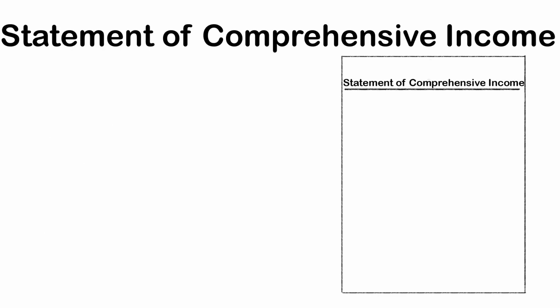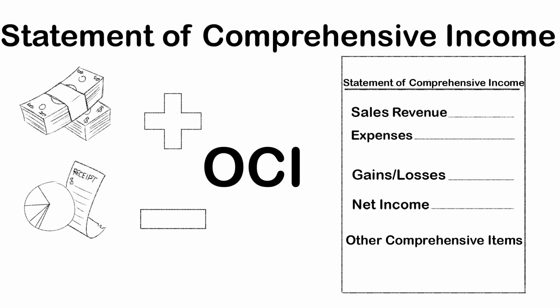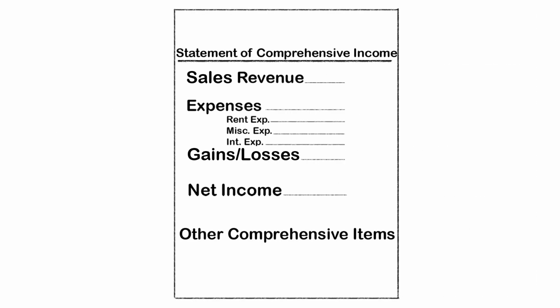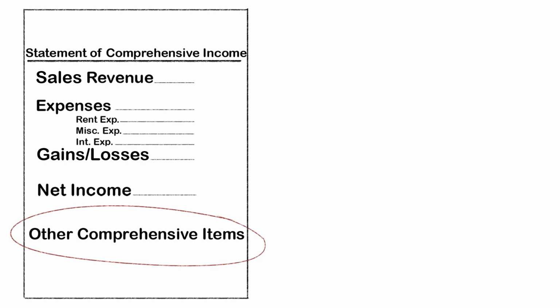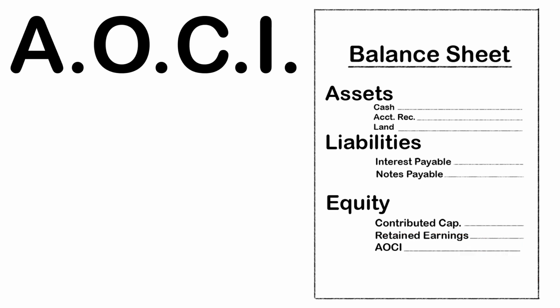The statement of comprehensive income includes the income statement items and a few additional items referred to as other comprehensive income items, or OCI for short. OCI items that are reported on the statement of comprehensive income are closed at the end of the period to an equity account called Accumulated Other Comprehensive Income, or AOCI. This account is similar to retained earnings but relates to OCI items.